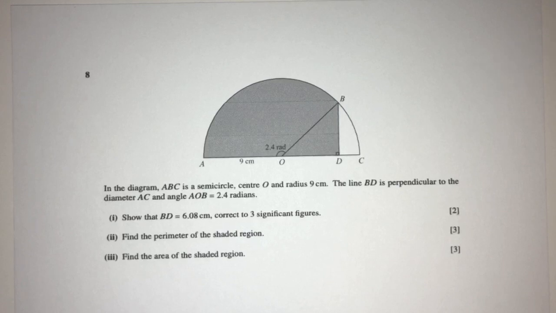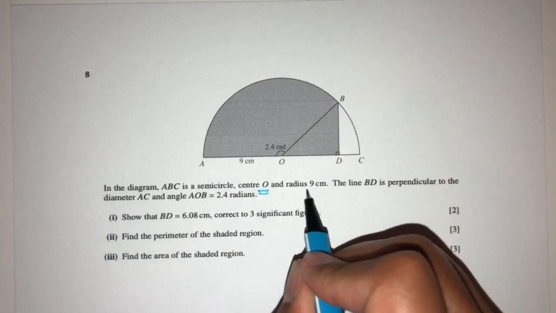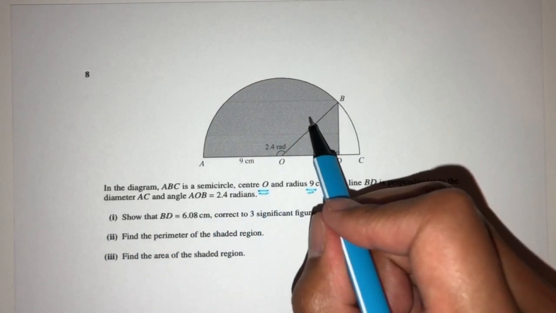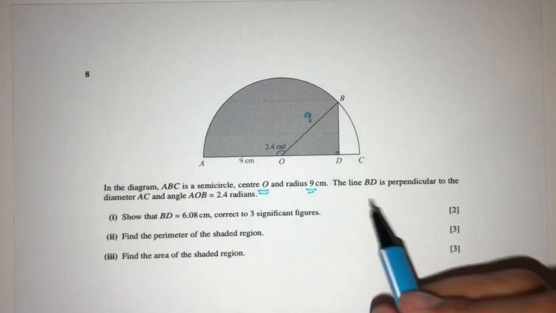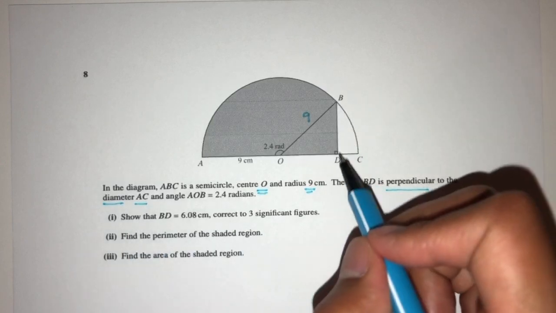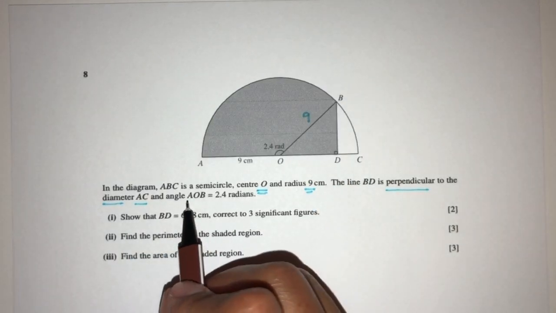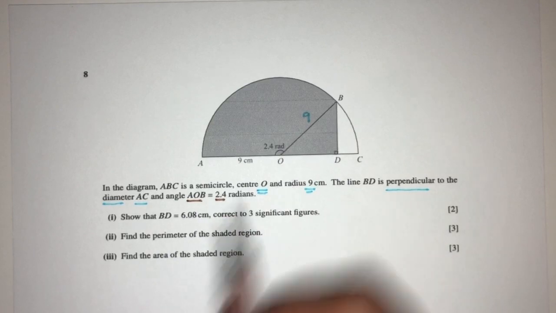So in the diagram, we have ABC is a semicircle. As you can see here, we have a semicircle. Center is O and radius is 9. This is the radius, and the radius 9 over here. Now, the line BD is perpendicular to the diameter AC. This is a vertical line, as you can see here. Now, the angle AOB is 2.4, as we can see as well over here.